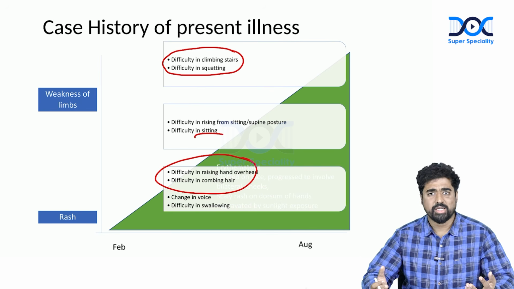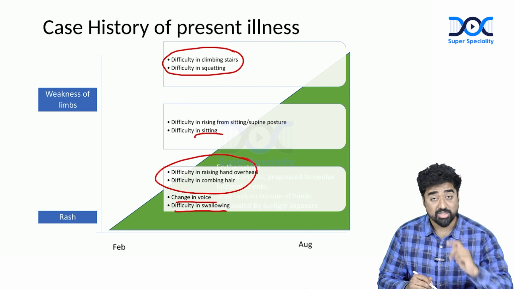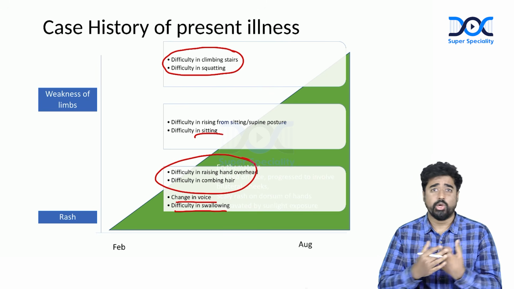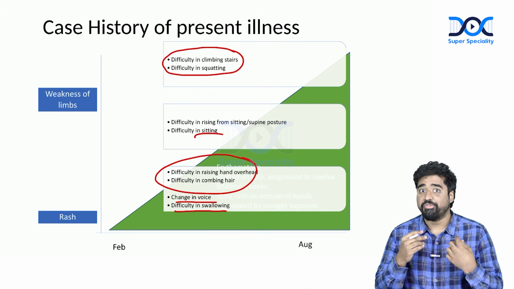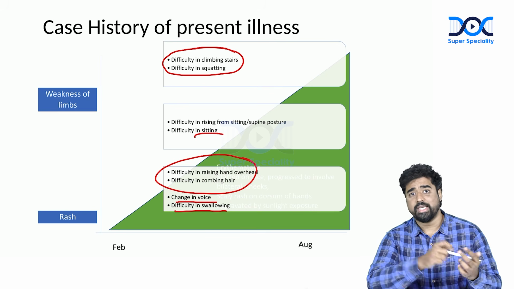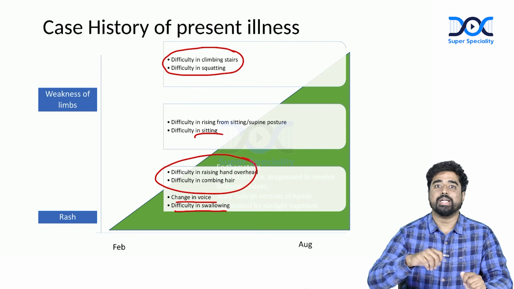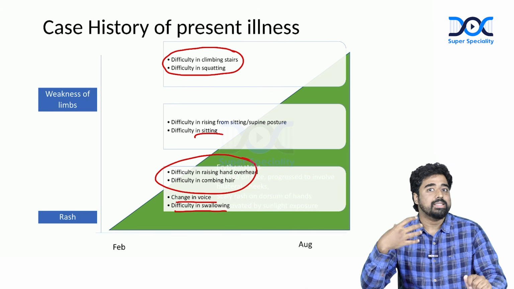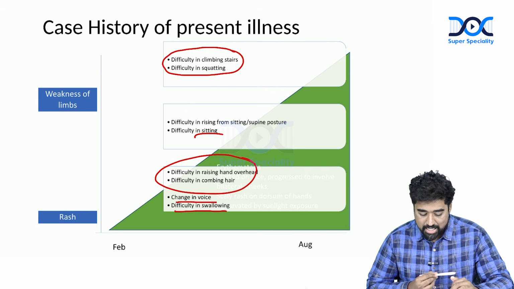Let's assume it's an 8-year-old female, right? So she's trying to comb the hair, not able to do that. There is a change in voice, difficulty in swallowing. Understand what you are able to zero in on here. What is the location of involvement? It is the proximal musculature and the pharyngeal musculature. It is not the distal musculature. There is no difficulty in turning a doorknob, or using a key, or holding a utensil. These are distal musculature abnormalities. What we talked about are proximal musculature abnormalities.